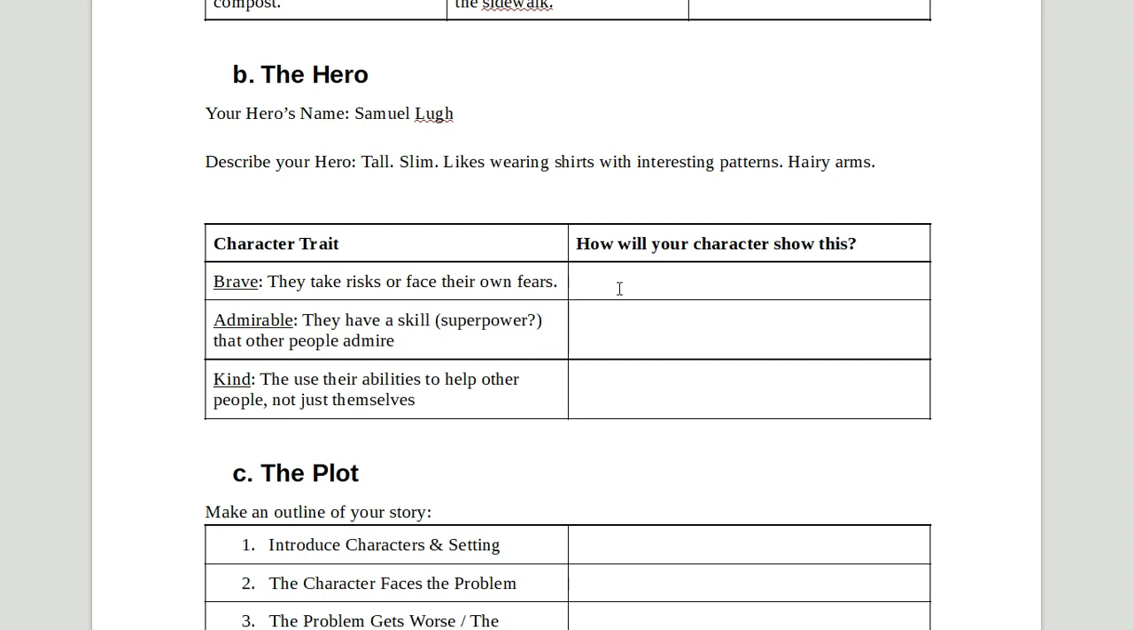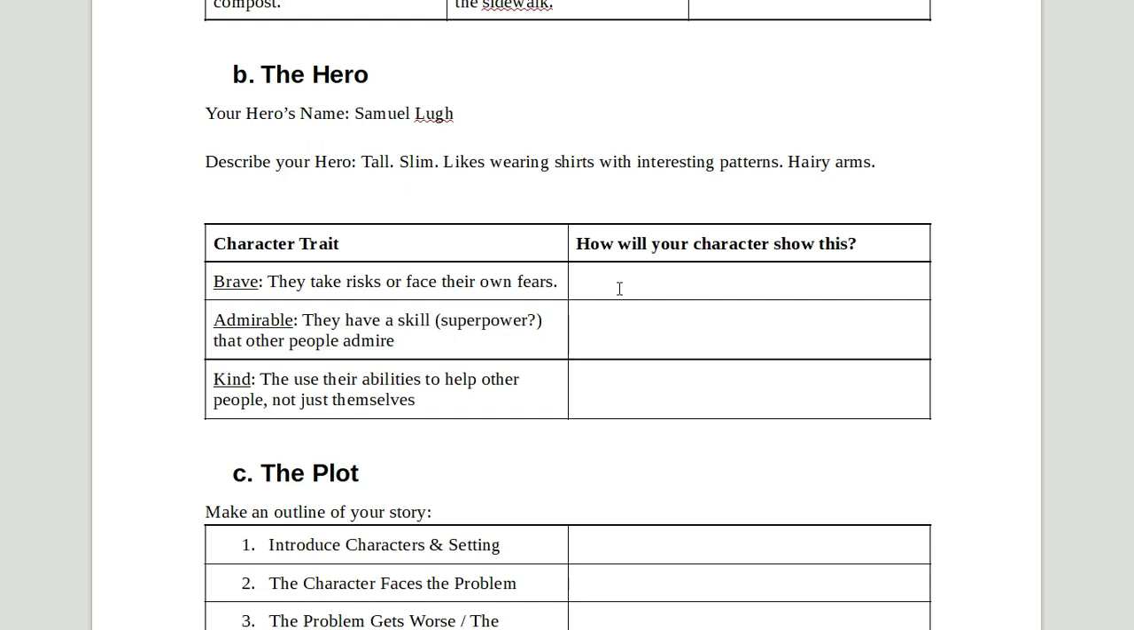Then I need to look at the character traits that make my hero an actual hero. As we've already discussed, heroes are brave, because they take risks or face their own fears. They're admirable because they have a skill or superpower that other people admire. And they're kind because they use their abilities to help other people, not just themselves. So I need to think about how my character can show these three things in the story through their actions.